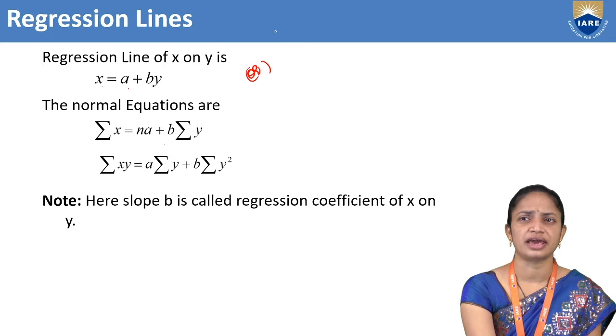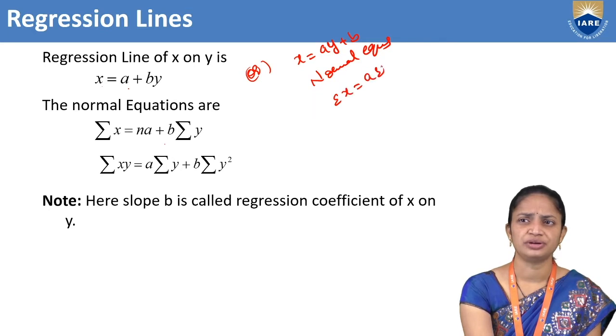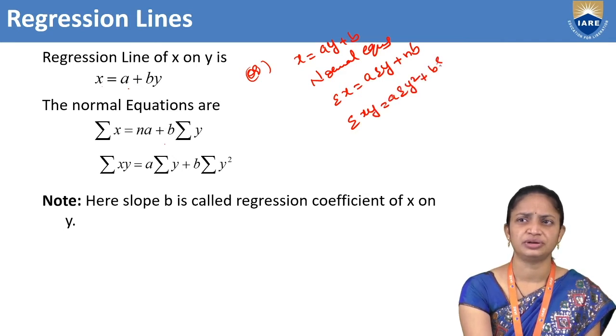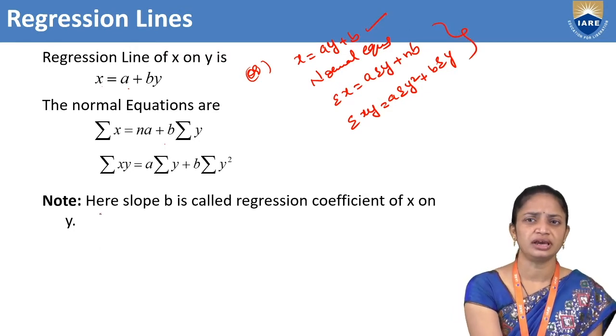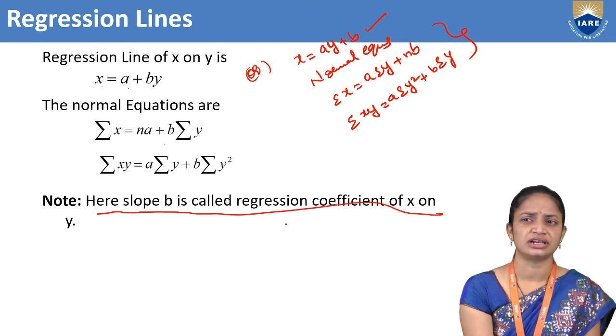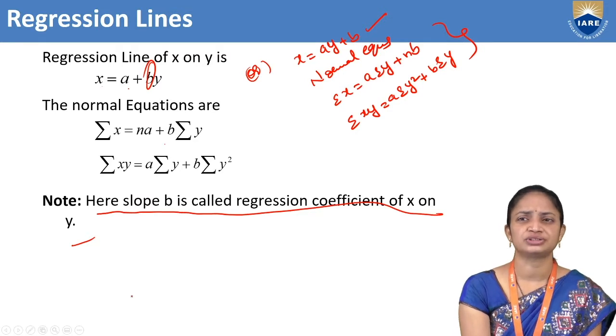Or you can write like this also. The regression line of x on y is x equal to ay plus b. So for this equation, the normal equations are summation x equal to a into summation y plus nb, summation xy equal to a into summation y square plus b into summation y. So if you take this equation, we have to write the normal equations like this. But here the slope b is the regression line of x on y.